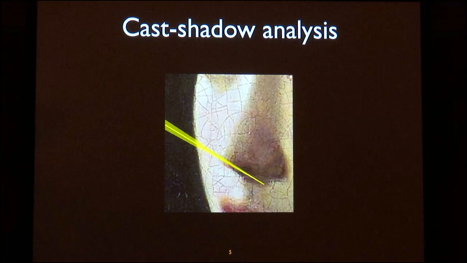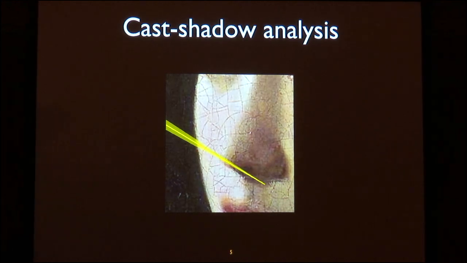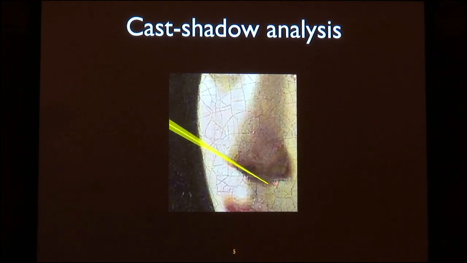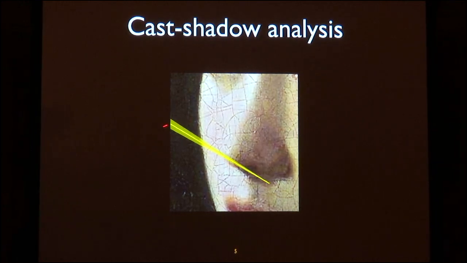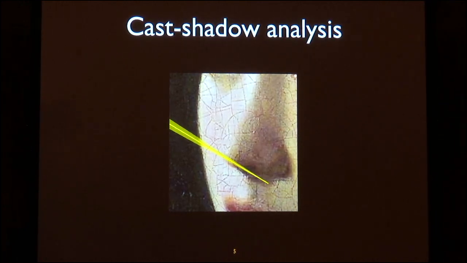So the simplest method is cast shadow analysis. You take a point on an occluder, its corresponding cast shadow point, draw a straight line with error bars, and you find for this painting the light is coming from a direction of 150 plus or minus 2 degrees, where throughout I'm going to measure directions with respect to the horizontal like that.